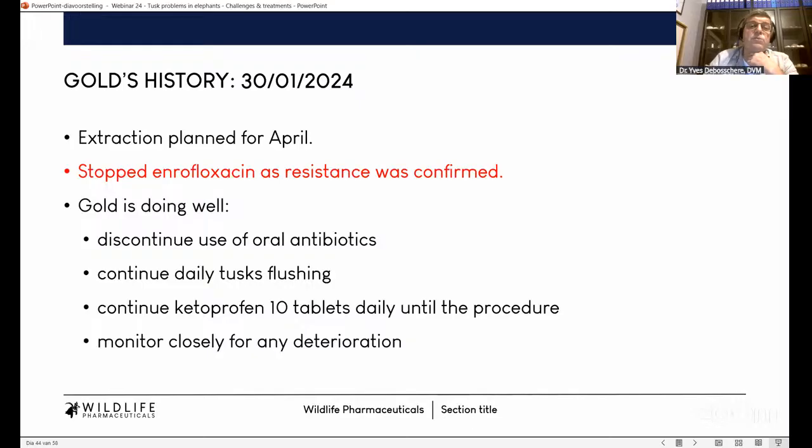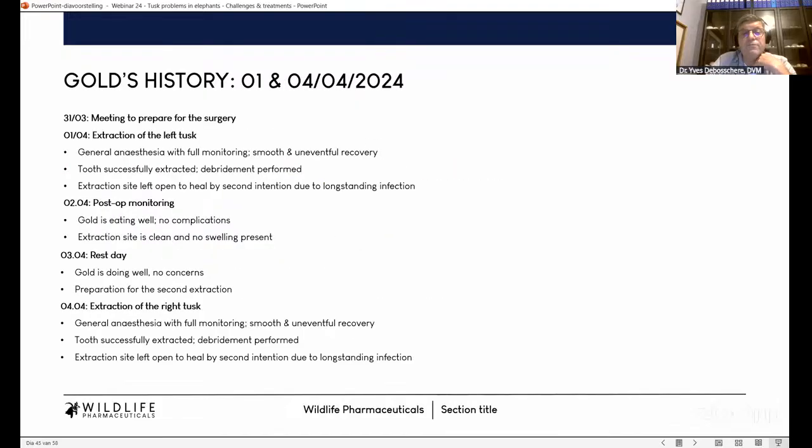So extractions were then planned in April. They stopped enrofloxacin because there was resistance. So if you give it already for 2 years, the only thing you will do with flushing and giving antibiotics is induce resistance. He was doing well, so they kept on giving ketoprofen and then closely monitored if something happened.